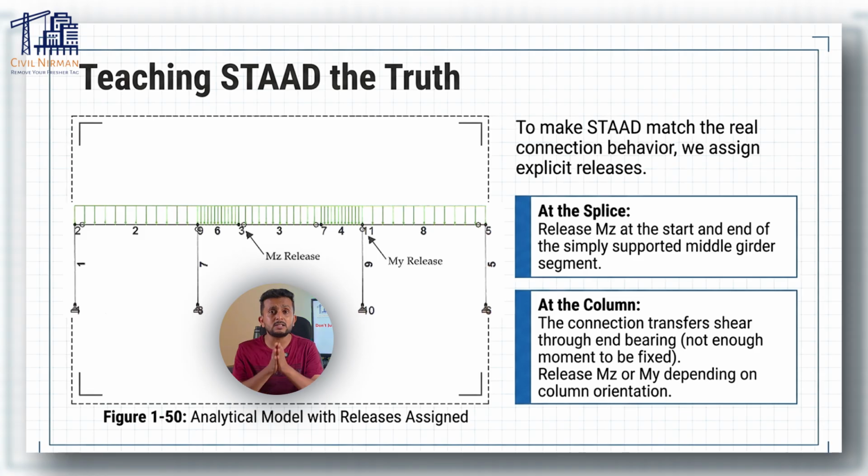Now let's understand this with the analytical model and with release. So instead, MZ is released at the start and end of the simply supported middle girder segment. The column connection itself is typically designed to transfer shear through end bearing, not enough moment to be called fixed. So MZ or MY is released there too, depending on the column orientation.